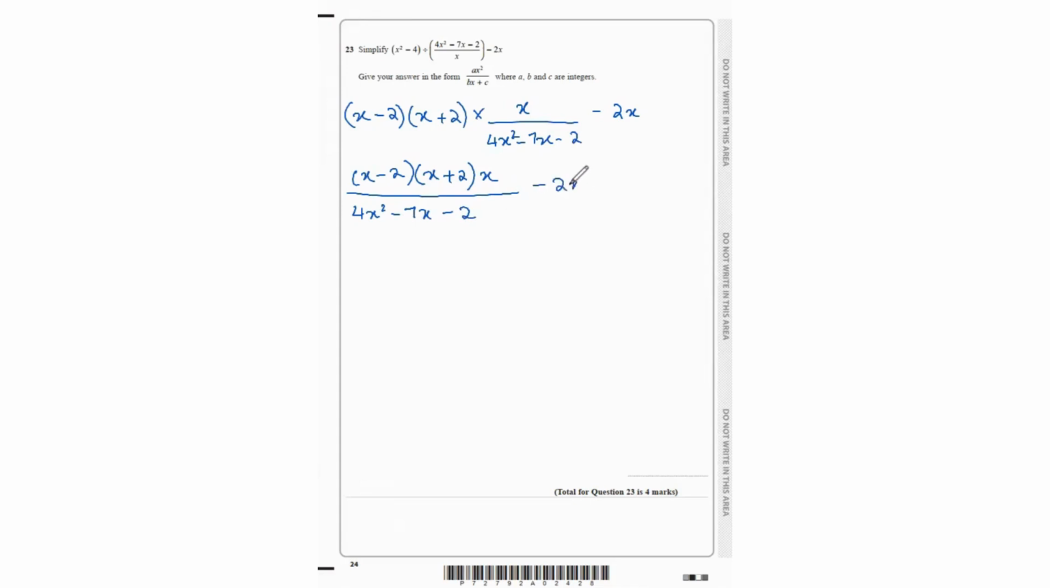Now we can factorize the denominator. So we know 4 times 2 is 8. Factors of 8 are 8 times 1 and 4 times 2. 8 minus 1 gives us 7. So we can replace the 7x in the denominator with negative 8x plus x.